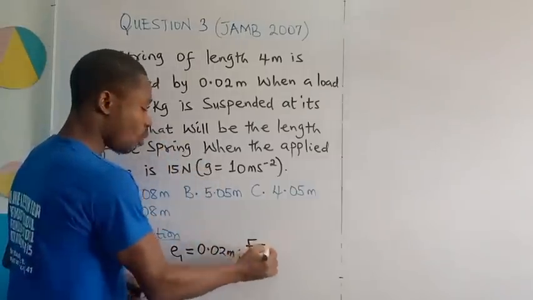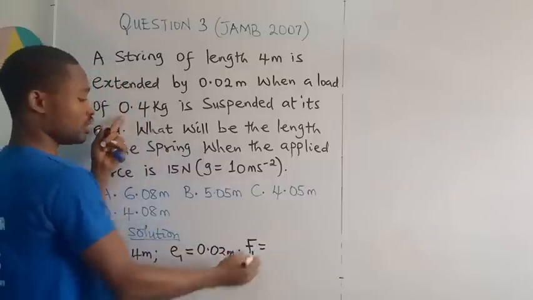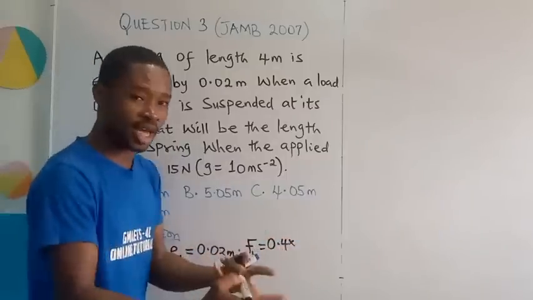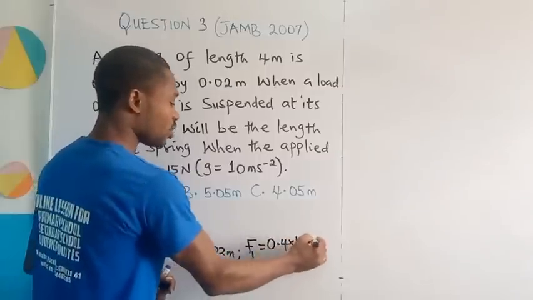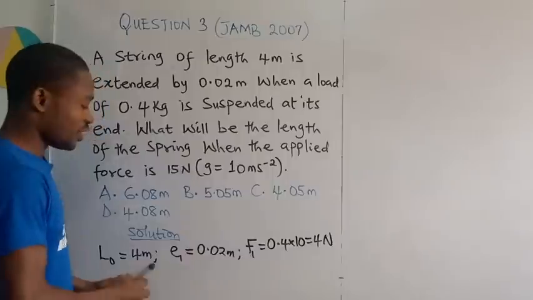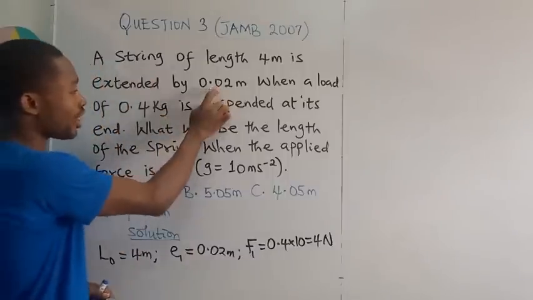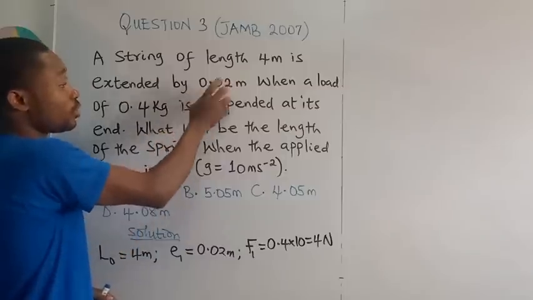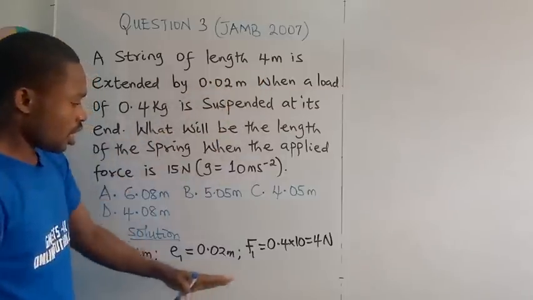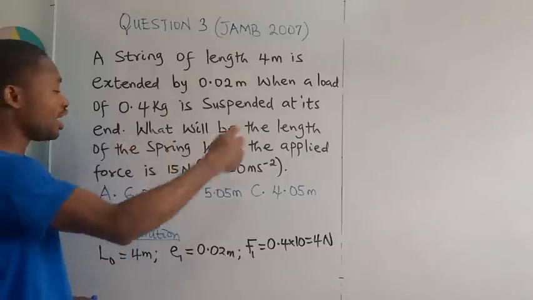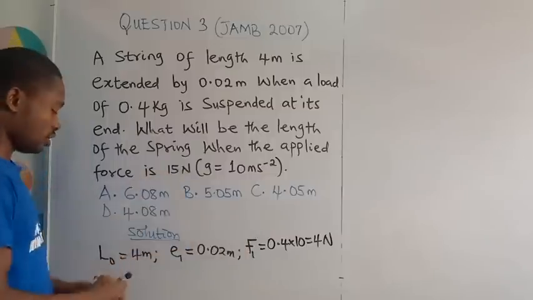So we can say that F1, that force that produces extension, is 0.4 multiplied by 10, mg, and so we are going to get 4 Newton. So it's this 4 Newton force that extended the spring by this value from its original length, giving an additional 0.02 meter length to it. Having done this, we're now required to find what the new length would be when a force of 15 Newton is applied.